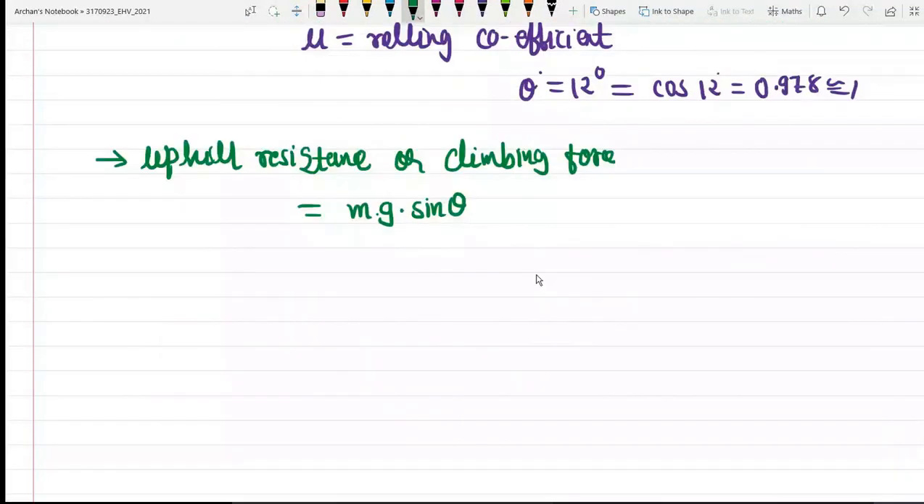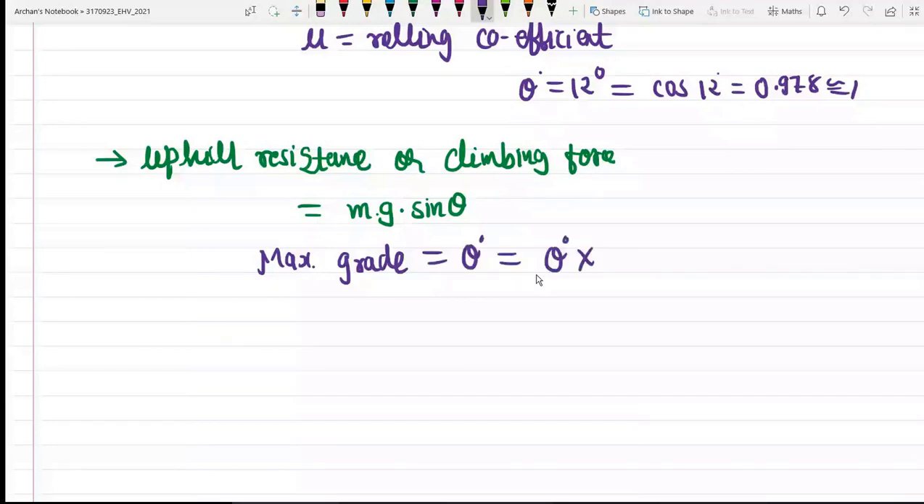Here the theta value will be given in degrees, and we need to convert this degree into radians, and only then we have to find the values. So we need to find the values in radians. So the maximum grade will be given by theta in radians is equal to theta into pi by 180 radians.